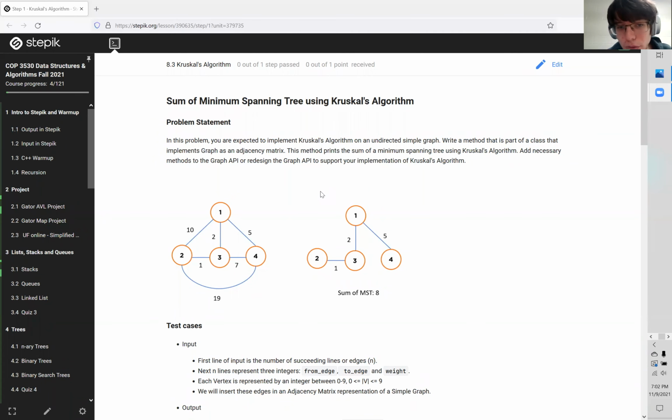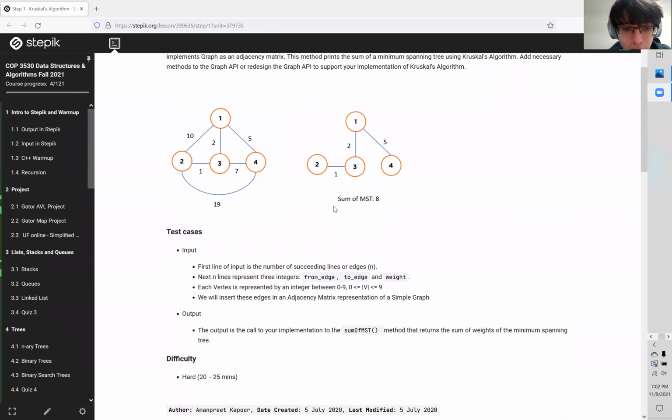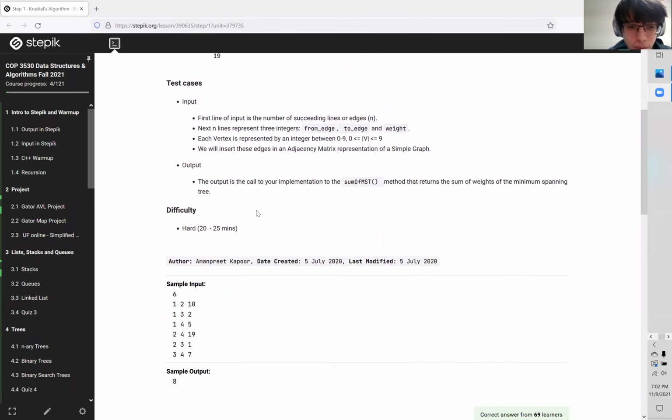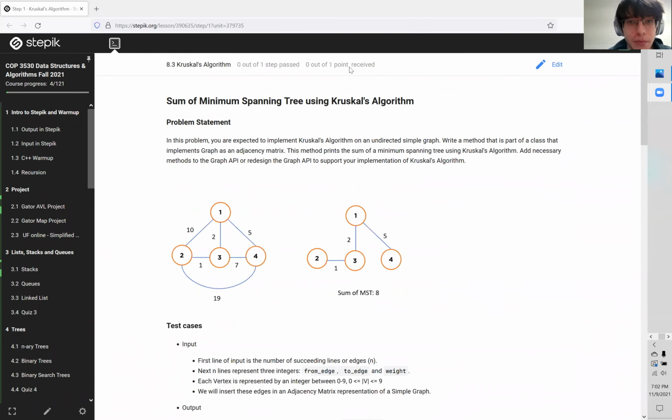So in this problem, you're expected to implement Kruskal's on an undirected simple graph and write a method that is part of a class that implements the graph as an adjacency matrix. The idea is to print the sum of the minimum spanning tree. So you might need to add necessary methods to the graph API or redesign the graph API. So the input is the first line. And our goal is to basically make the minimum spanning tree, right? So how might we do that?